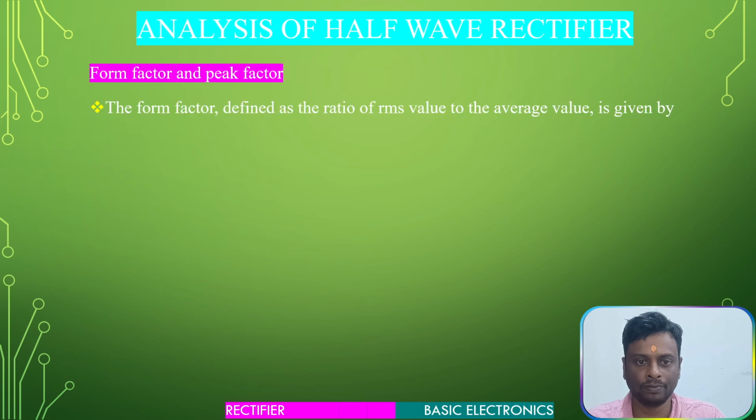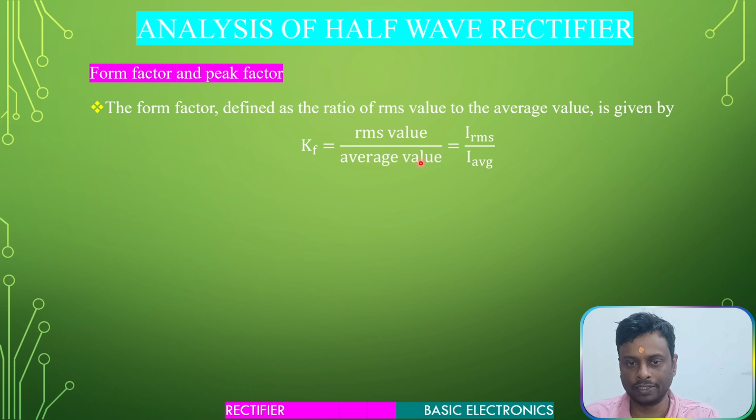So first one is the form factor. What is the form factor? The form factor is defined as the ratio of the RMS value to the average value. It may be voltage or current. So RMS value of voltage or current to the average value of voltage or current. Taking current, it is I RMS by I average. I RMS equals Im by 2, I average equals Im by π. Im can cancel out, so it is π by 2, 1.57. This is our form factor.